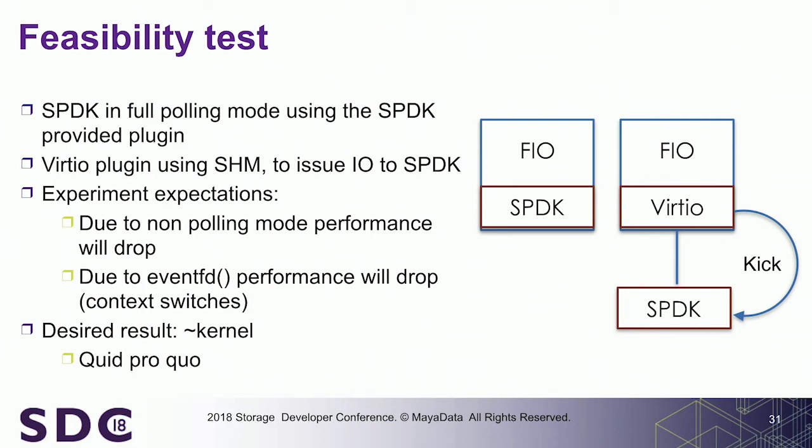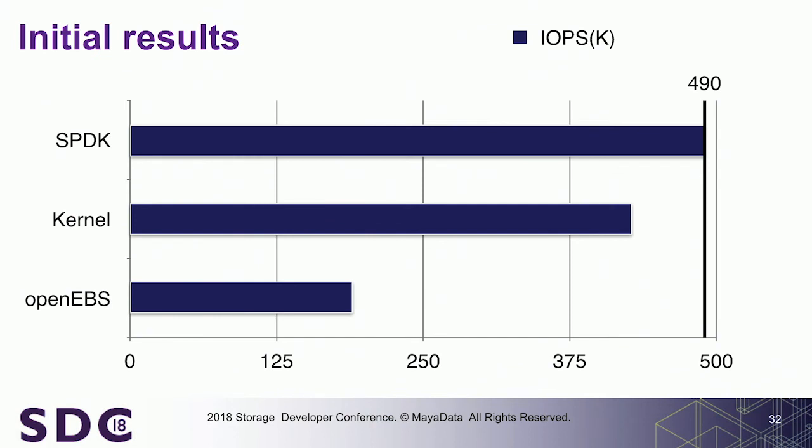But anyways, we expected that the result was roughly around what the kernel would do on this device, and it's a little bit of quid pro quo, right? We were okay with dropping, let's say, 20% performance if it actually worked. So the results initially were not that good. For SPDK, yes. For us, no. So 490,000 IOPS, and the kernel was close to that, but we did not get anywhere near.